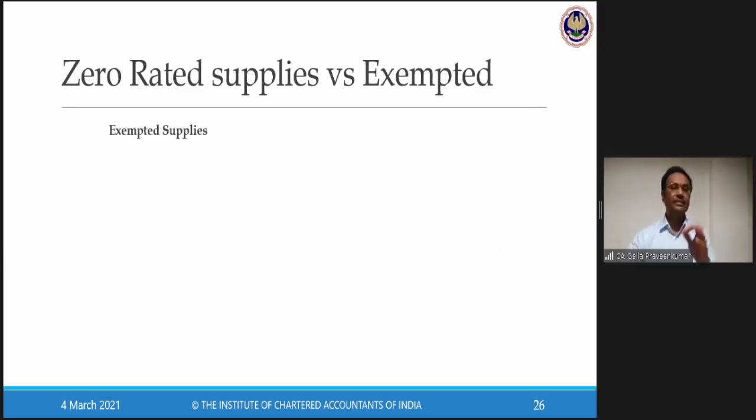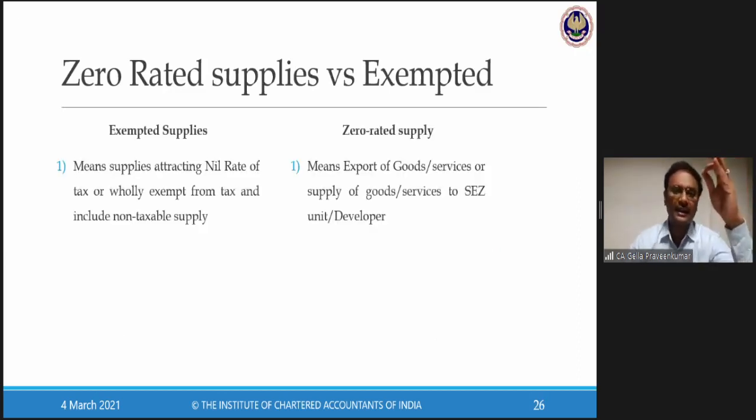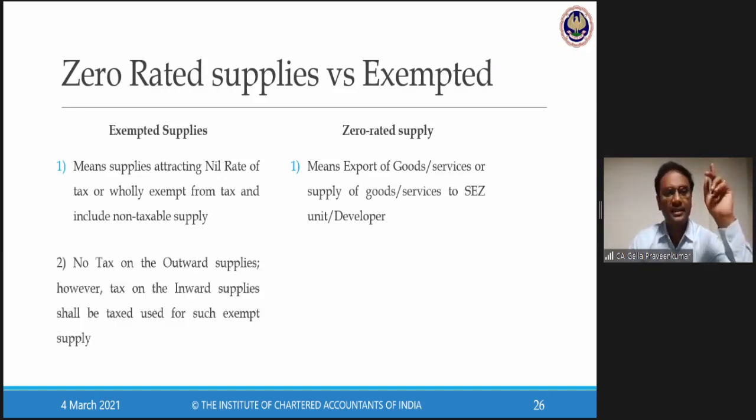Now, this is one slide which explains the difference between exempt supply and zero rated supply. Exempt supply is attracting nil rate or is exempt from tax. Zero rate is a simple export of goods or services or supply to SEZ. Next, for exempt supply, no tax is paid on outward supply. However, when I purchase, my supplier charges taxes to me.